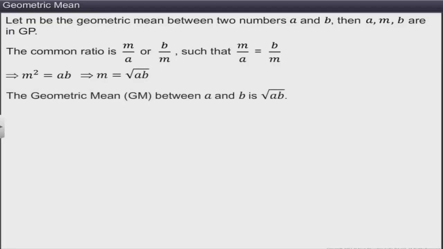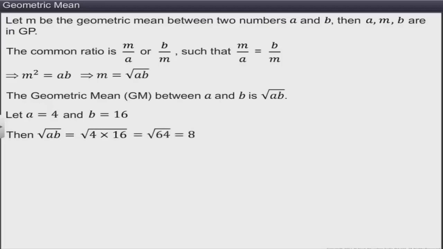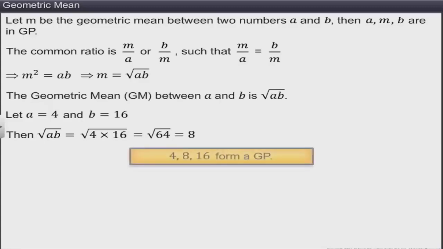Let a be equal to 4 and b be equal to 16. Then, the geometric mean m between them is given by the square root of 4 into 16. This is equal to square root of 64, which is equal to 8. Hence, we can say that 4, 8 and 16 form a geometric progression. In general, we can insert as many numbers as we like between any two given numbers.